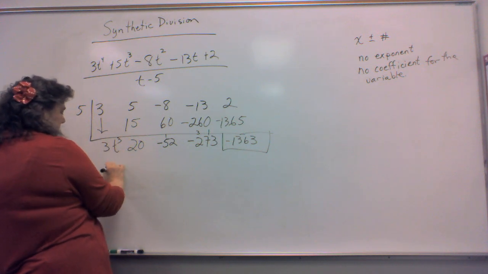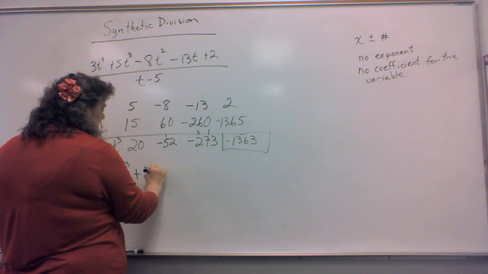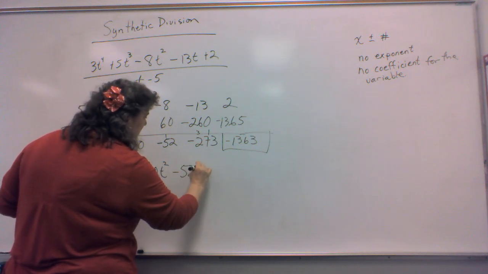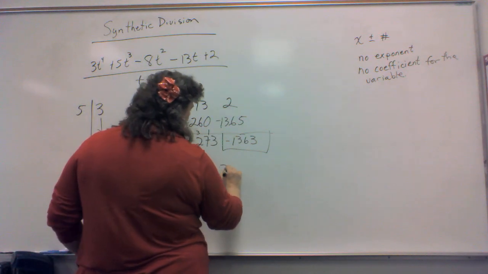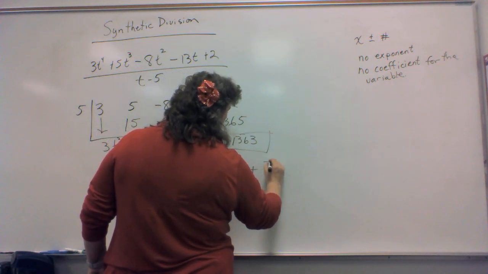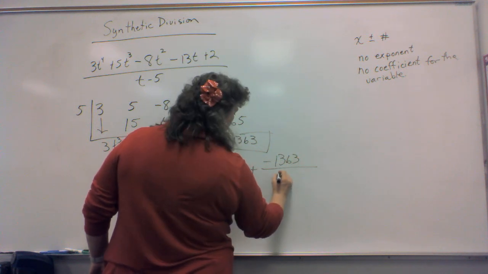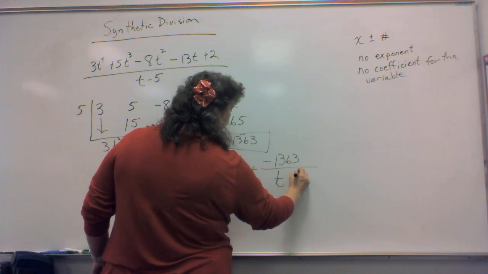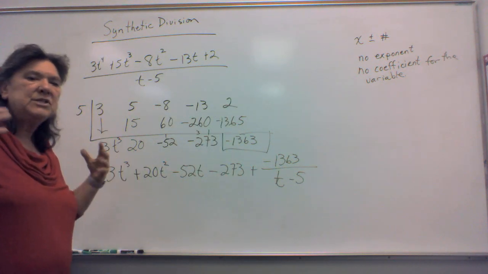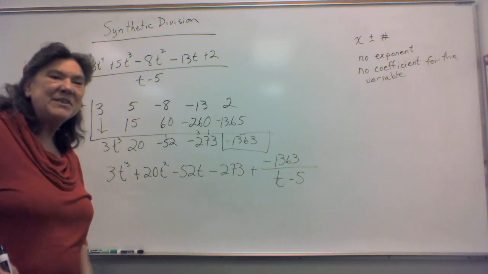So this gives me 3t to the 3rd plus 20t squared plus 52t plus 273, plus a remainder of 1363 over t minus 5. So there you see, this is a complete teaching on synthetic division. Have fun with it, it's good.